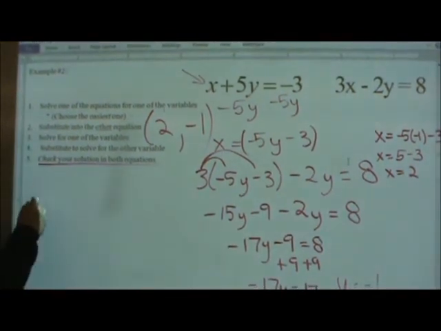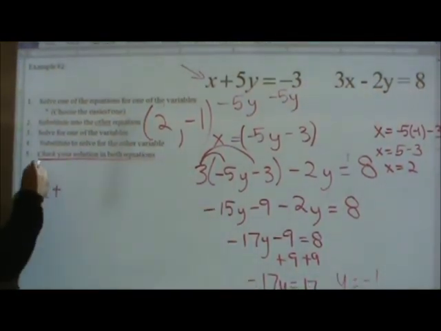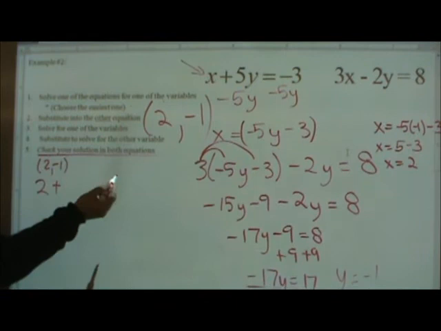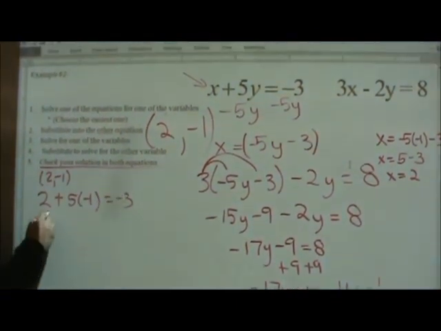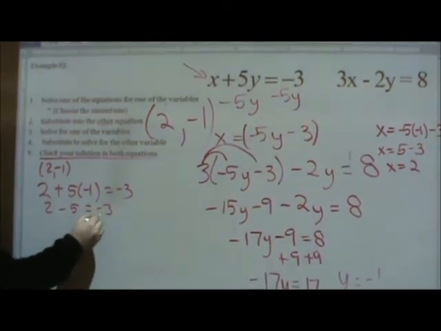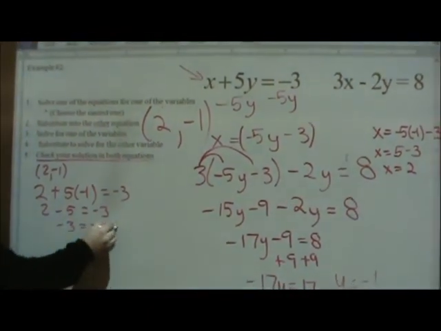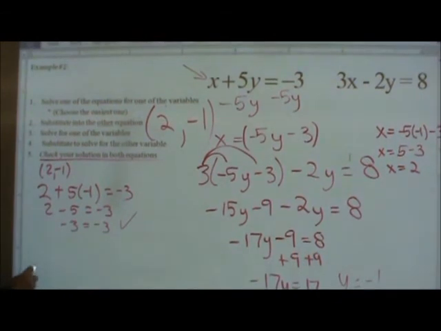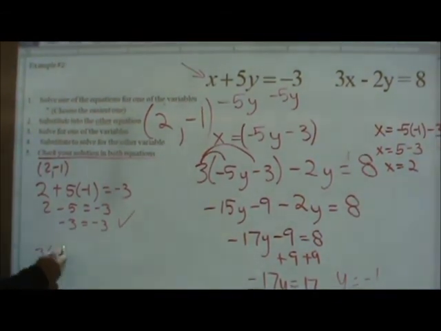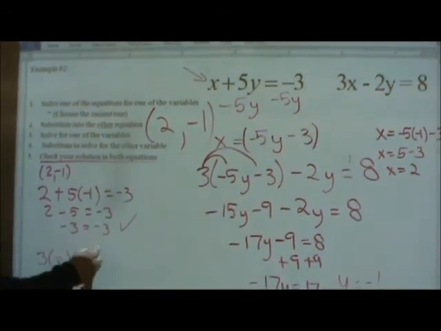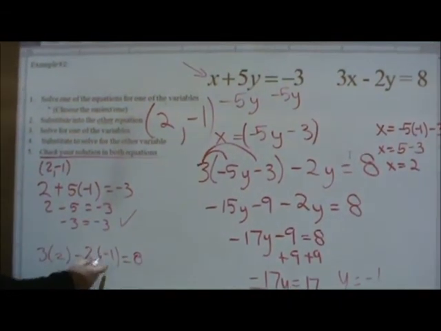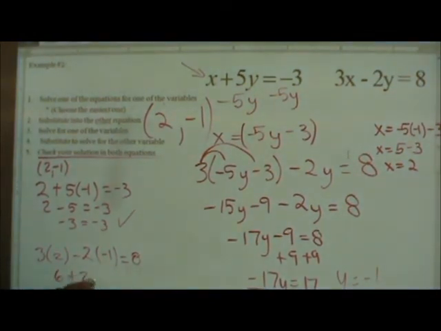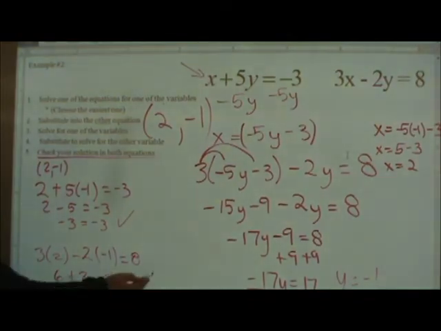So if we check, I'm going to write my ordered pair above it. 2 plus 5 times negative 1 is negative 3. 2 minus 5 equals negative 3. That checks. And I'm going to check one more here. 3 times 2 minus 2 times negative 1 equals 8. 6, negative and negative, positive. And sure enough, it checks out.